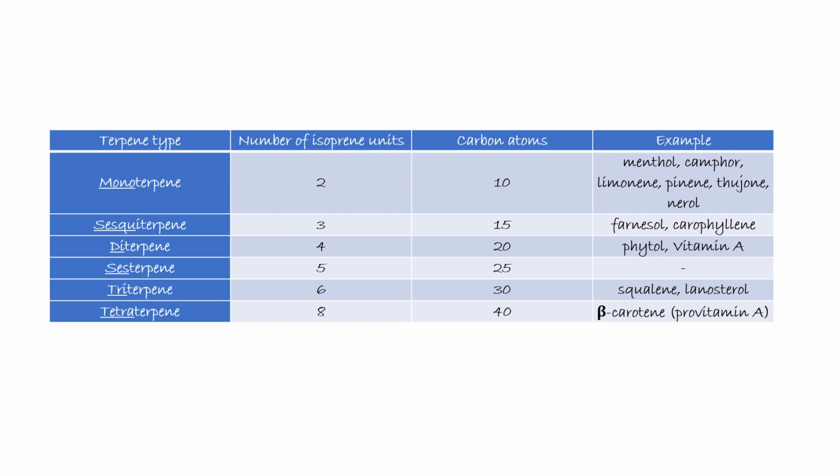Well, if we have 2 isoprene units, we call that monoterpene. If we have 3, we call it sesquiterpenes. 4 isoprene units, that's diterpenes. 5, sesterterpenes. 6, triterpenes. 8, tetraterpenes. And here is an example of the natural products, terpenes.